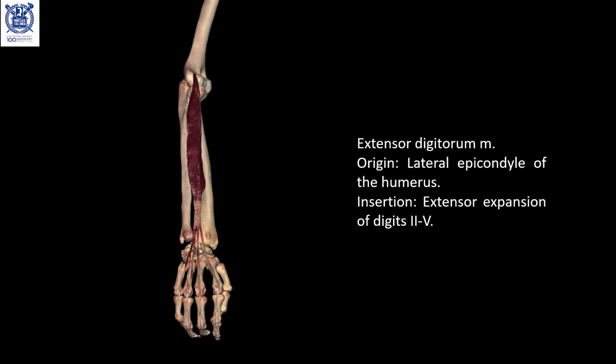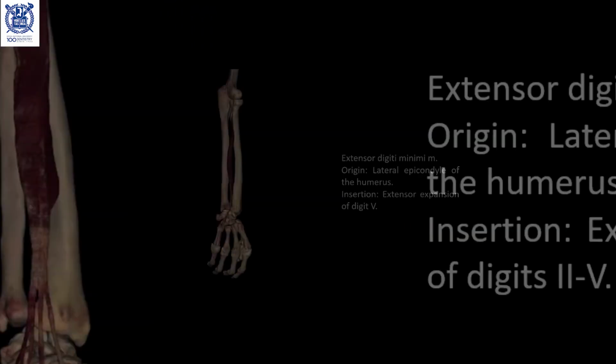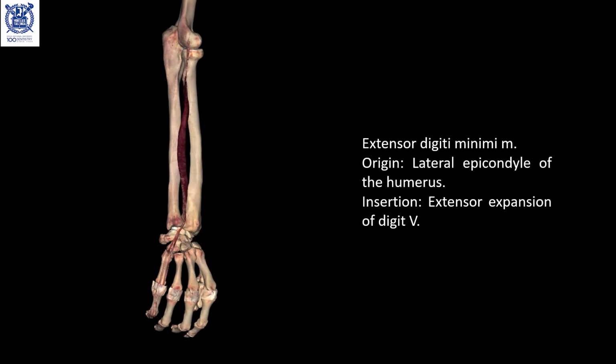The next one is the extensor digitorum muscle. Origin, lateral epicondyle of the humerus. Insertion, extensor expansion of the second to fifth digits. Extensor digiti minimi muscle. Origin, lateral epicondyle of the humerus. Insertion, extensor expansion of the fifth digit.